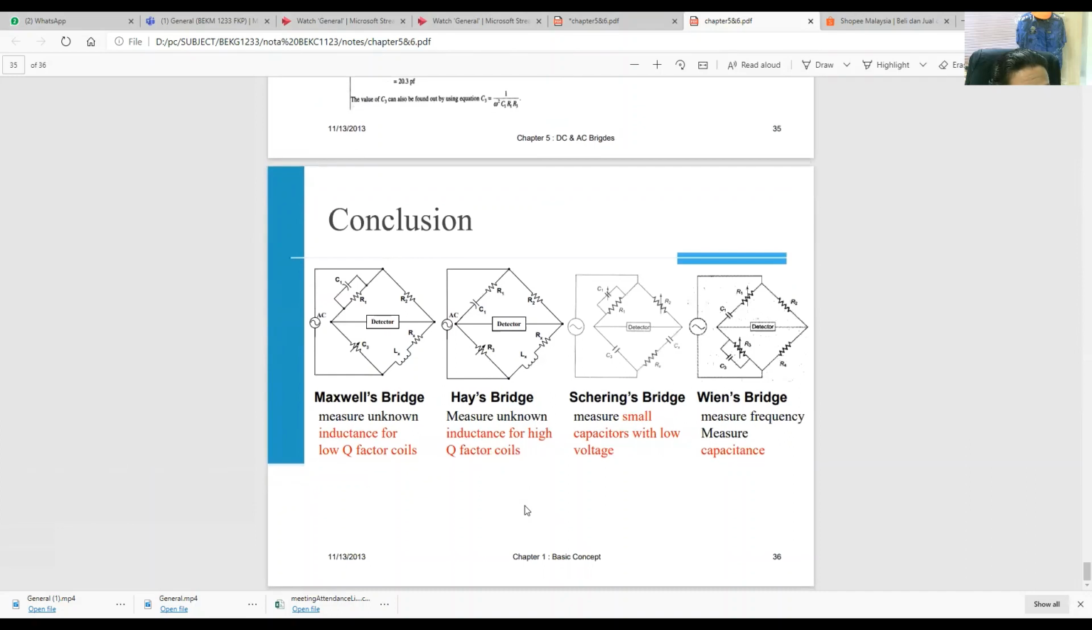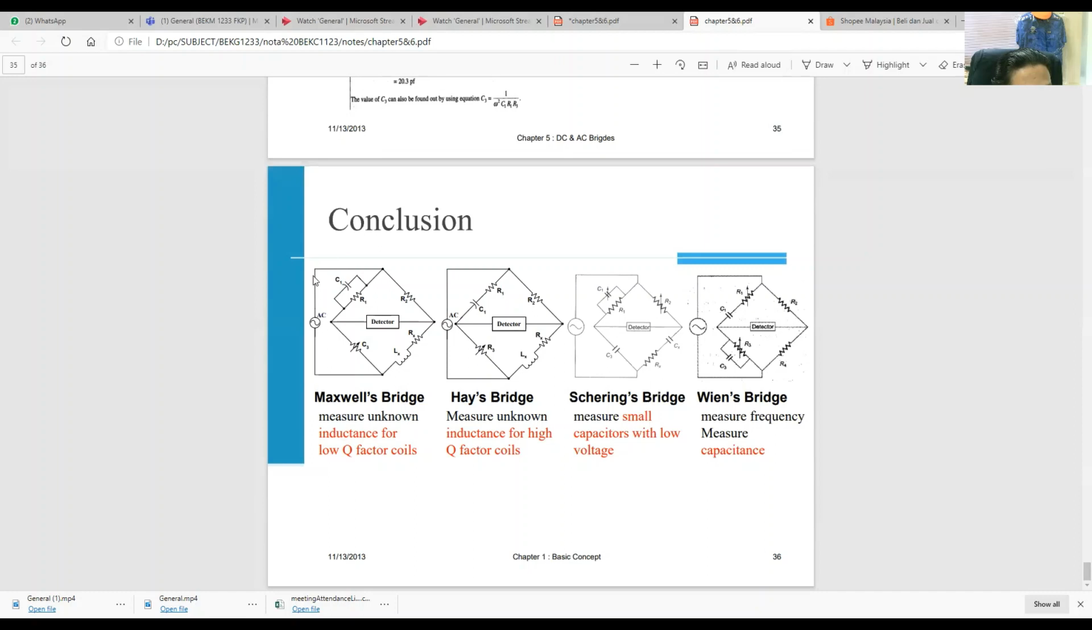Then last but not least is the conclusion for AC bridge that I mentioned to you. On the AC bridge, we have four types. First, the Maxwell's bridge: Maxwell is to measure an unknown inductance for low Q factor. And the Hay bridge measures inductance, but for high Q.